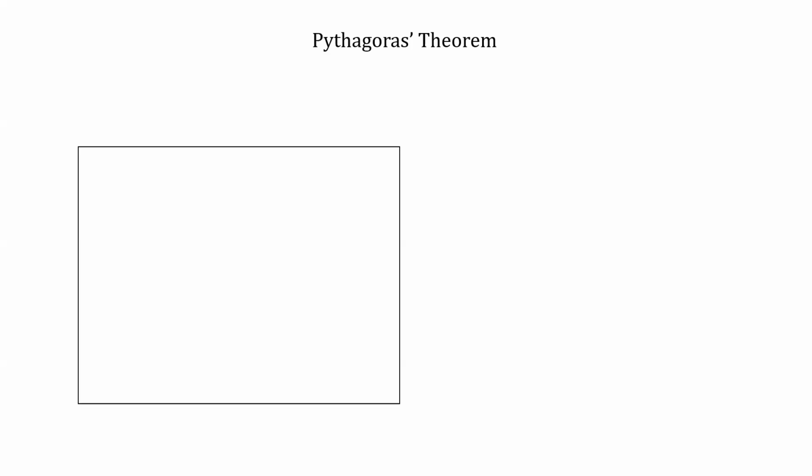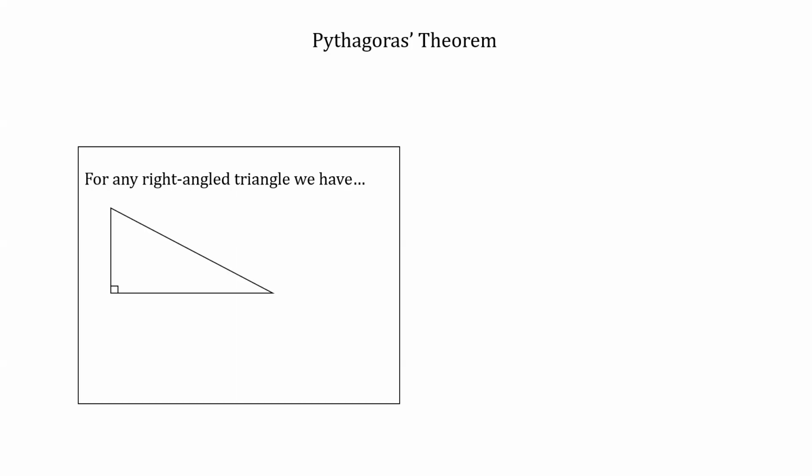In this video we're going to look at Pythagoras' theorem. So we will state the theorem and then we will use it to solve a few questions. The theorem is that for any right angled triangle we have, well, let's first draw a right angled triangle. So we'll take a general diagram of a right angled triangle.